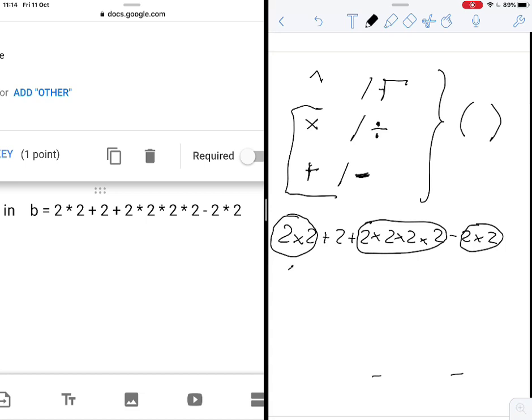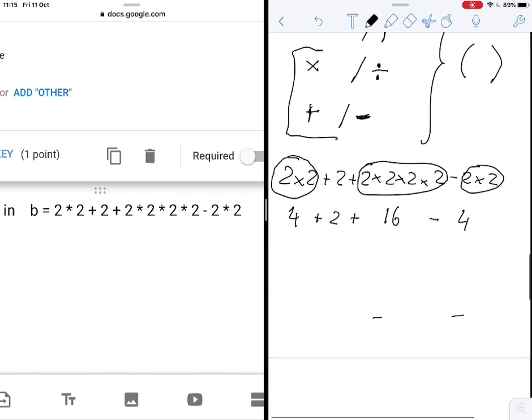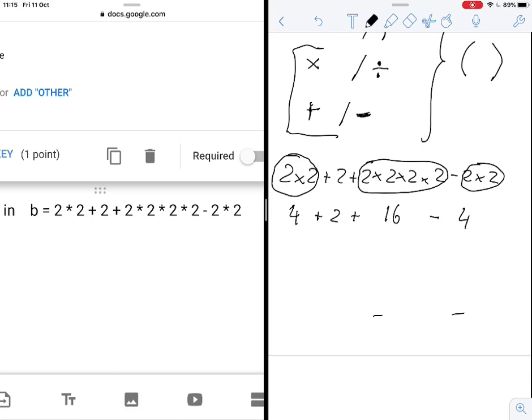So 2 times 2 gives 4. Plus 2 plus, now I have this larger bit. 2 times 2 gives 4 times 2 is 8 times 2 is 16. Minus 2 times 2, that's 4 again. So I have 4 plus 2, that gives 6, plus 16, that gives 22, minus 4 gives 18. Yeah? Does that make sense?